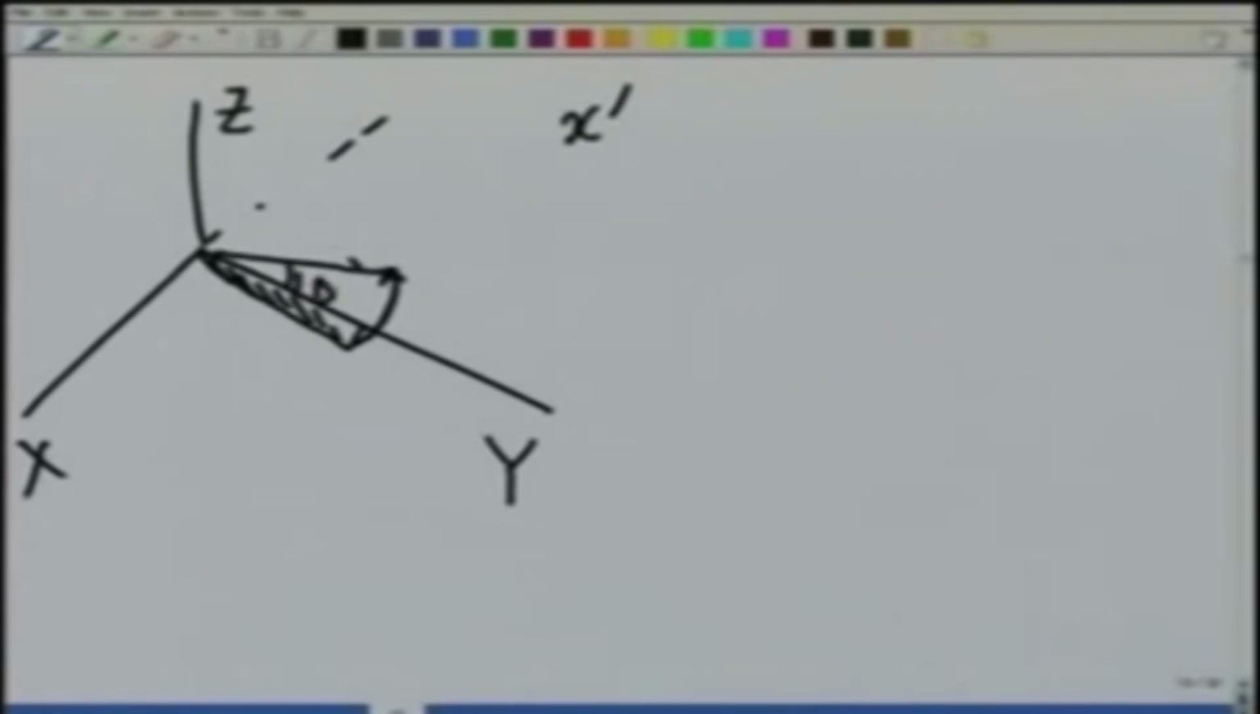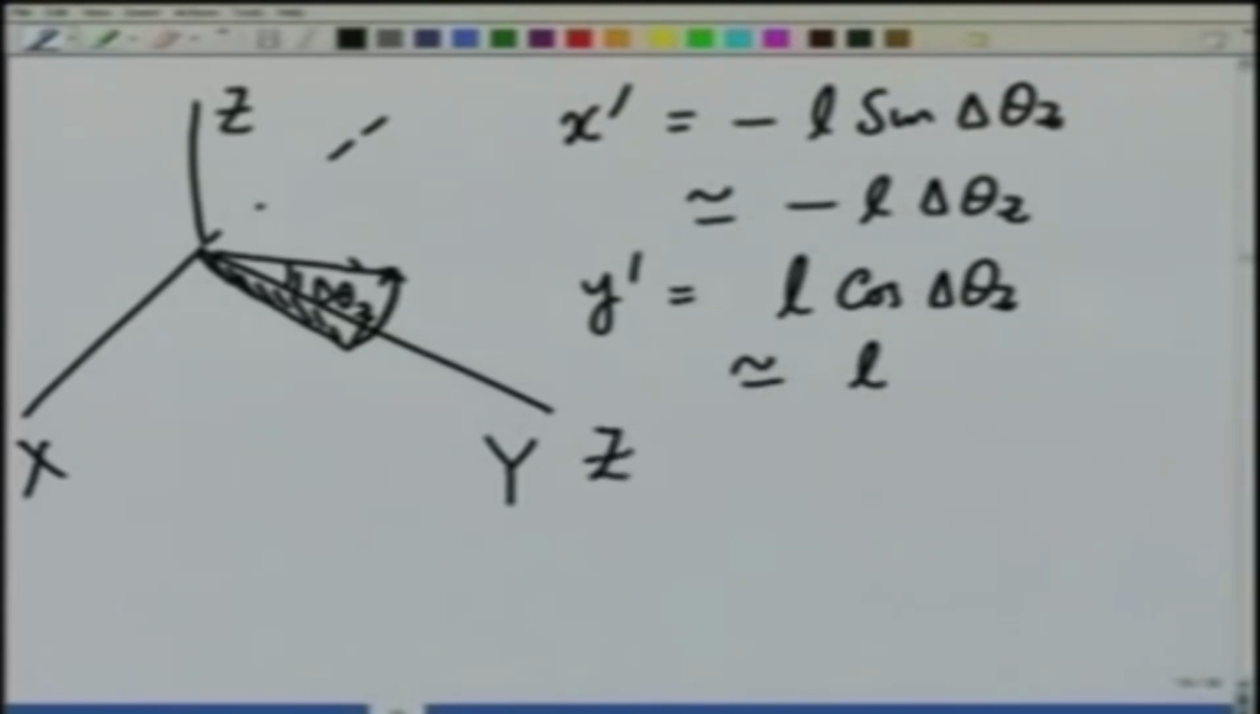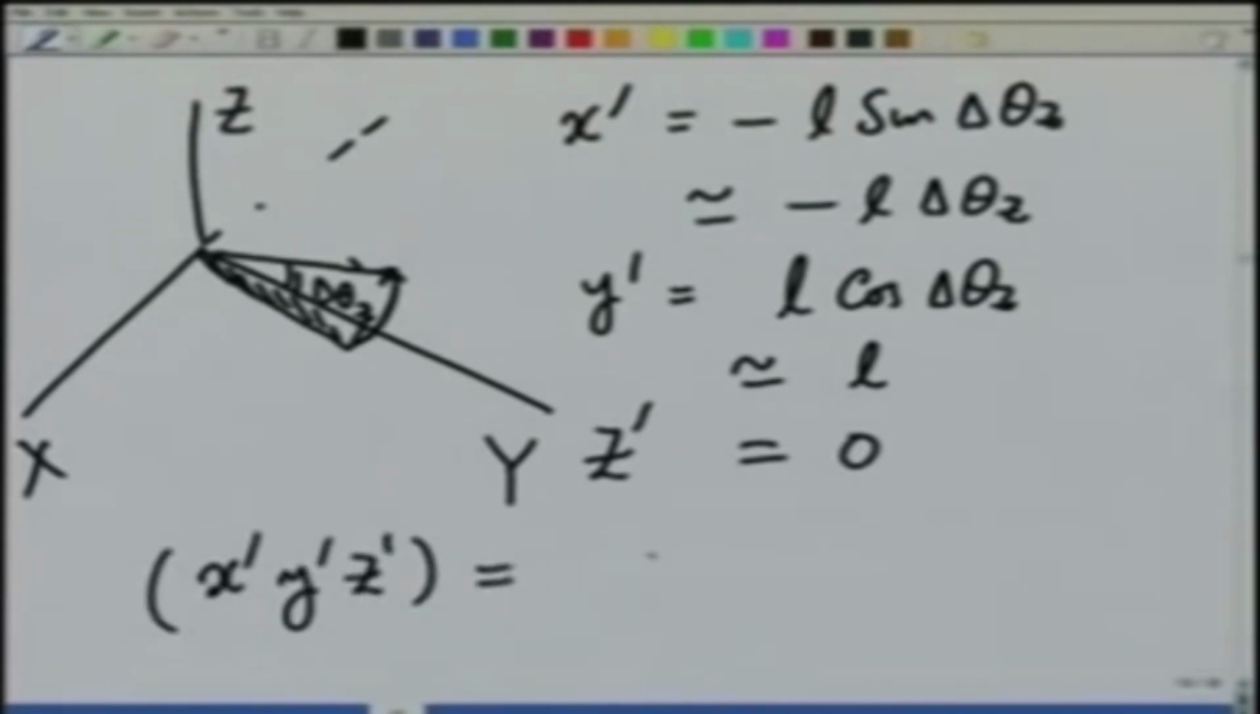This is delta theta z, is going to be minus L sine delta theta z, which is roughly equal to minus L delta theta z. Y prime is going to be L cosine of delta theta z, which is roughly equal to L. Since this is a rotation about z axis, z prime remains unchanged. So, after the first rotation about the z axis, I have x prime, y prime and z prime equal to minus L delta theta z, L, 0.